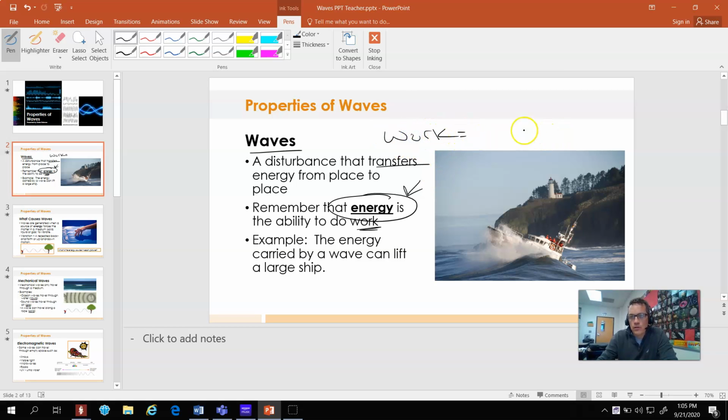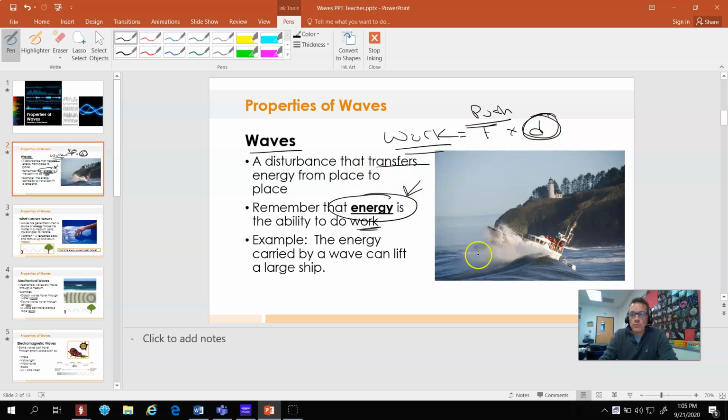We will learn further in the year that work is defined in physics as a force times a distance. So if work is being done, then neither of these numbers can be 0. That means we have to have some kind of a force, which is a push or a pull, and we have to have something moving a certain distance. Therefore, if the wave does have energy, then that wave has the ability to basically push something and move it.